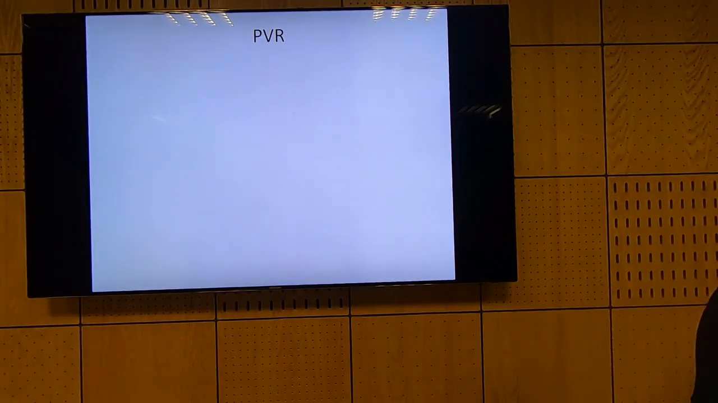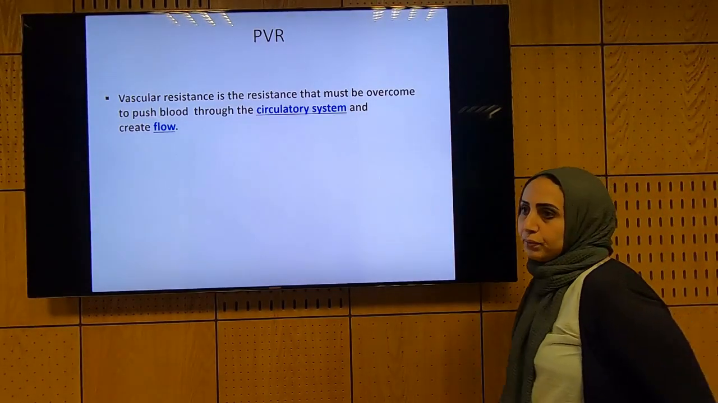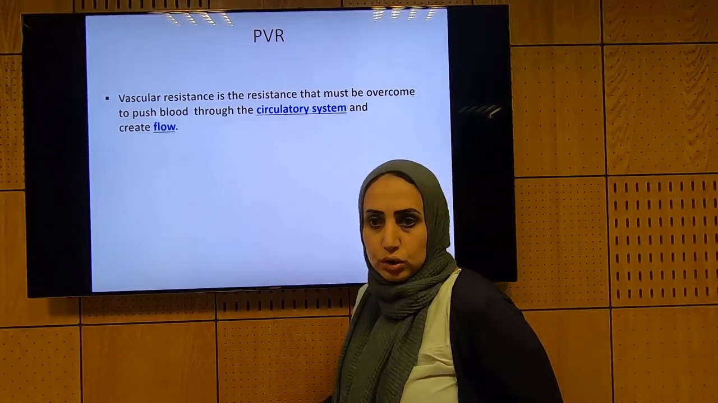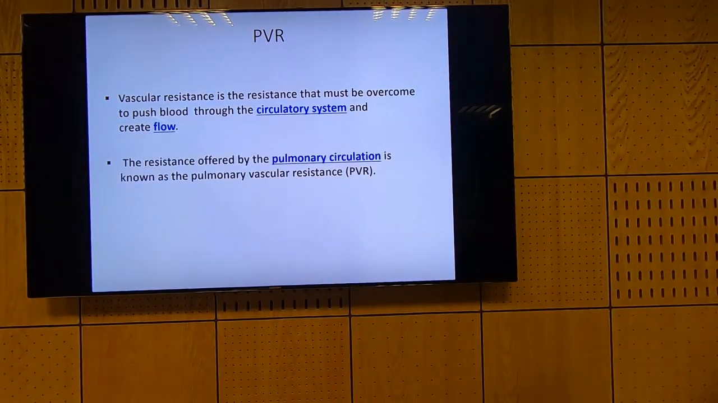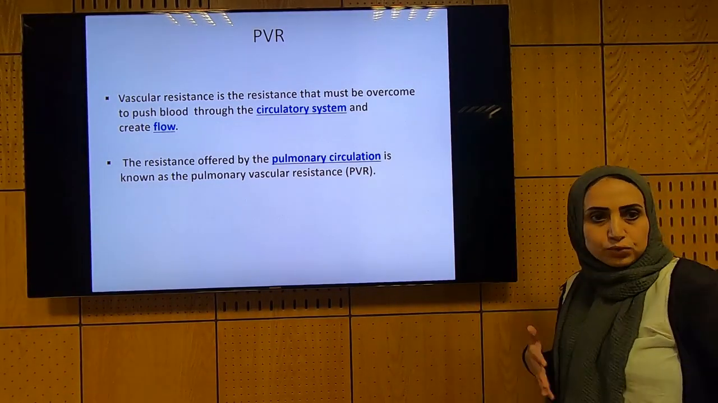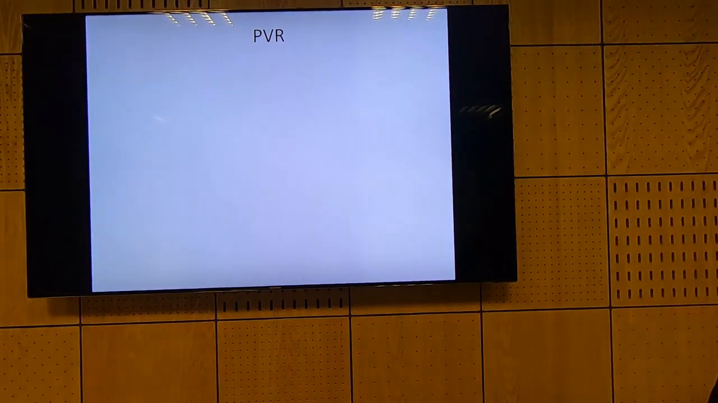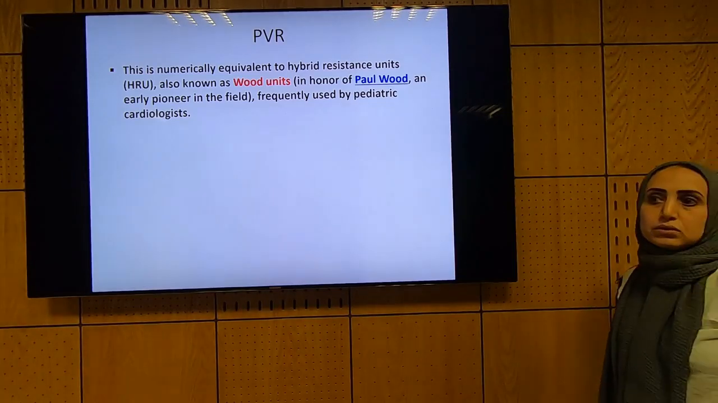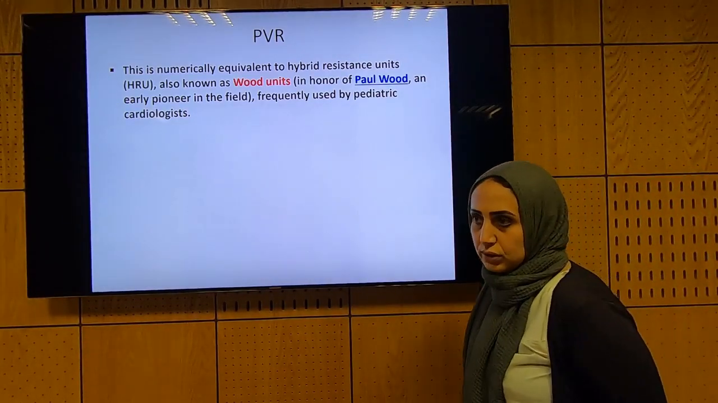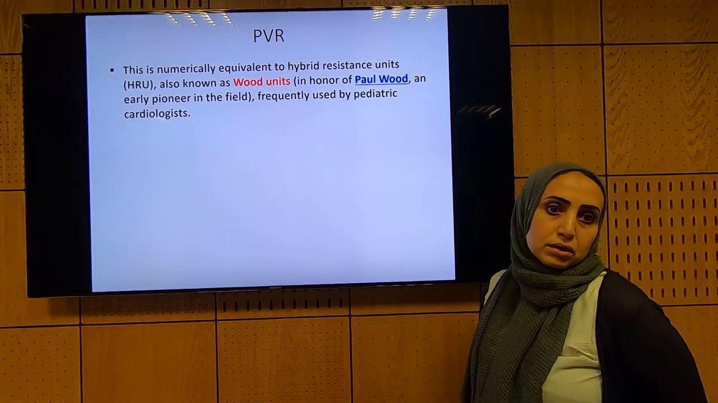PVR is pulmonary vascular resistance. The vascular resistance has to be overcome by the blood to reach this organ. So the pulmonary vascular resistance is the resistance of the lung that blood has to overcome to reach the lungs. Is it clear? Okay. For pulmonary vascular resistance, we use numbers. We have figures for pulmonary vascular resistance, and we refer to it by Wood unit.